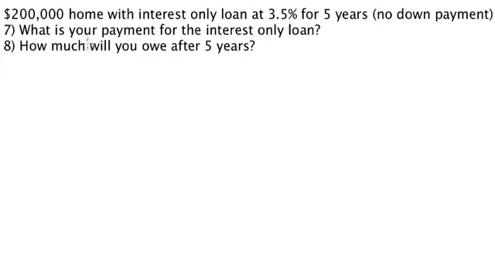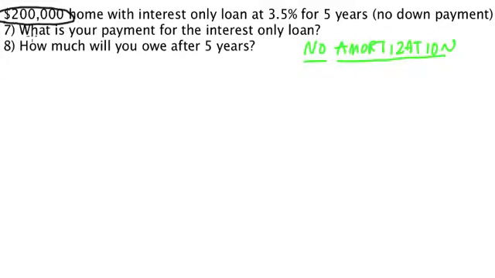Okay, we're going to solve 6.6, numbers 7 and 8. And it's an interest-only loan. Now, an interest-only loan is also referred to as no amortization. And so what this means, zero amortization or no amortization, is that your $200,000 balance is not going to change throughout this entire loan.